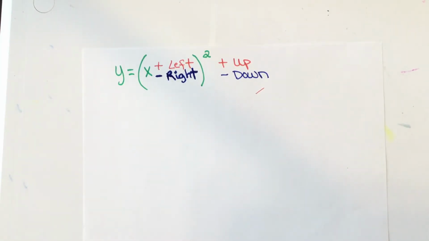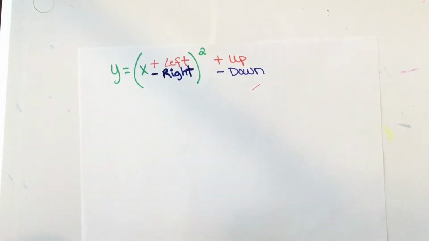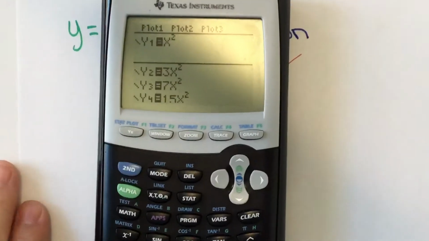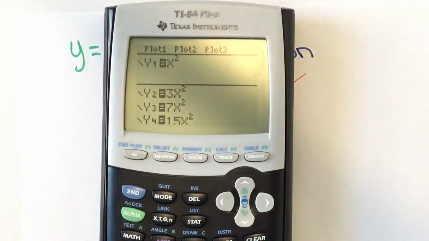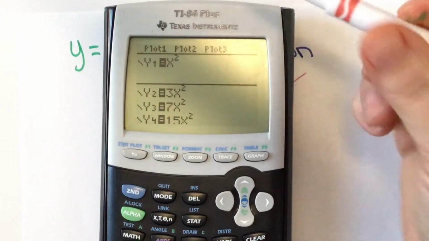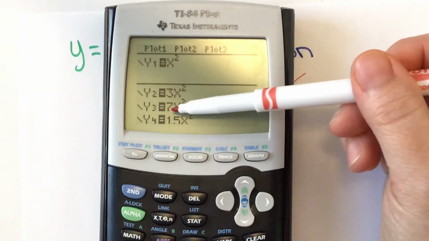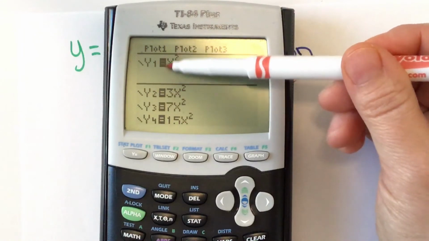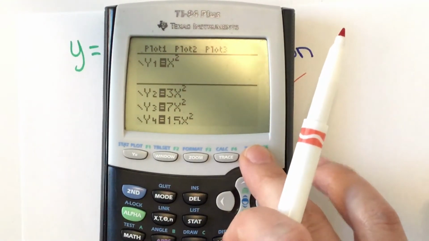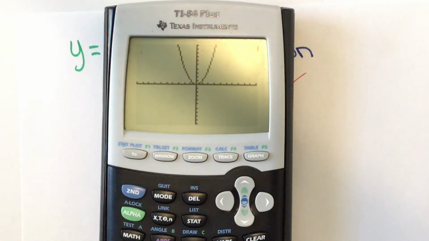I also want to talk about stretches and compressions and reflections. So I wanted to remind you, let me zoom in a little bit. The quadratic parent, remember, has a 1 in front. So I'm going from a 1 to a 3 to a 7 to a 15. So all the numbers in front are getting bigger. So let's remind what happens with that. Here's the 1 in front, the 3 in front, the 7 in front, and the 15 in front.